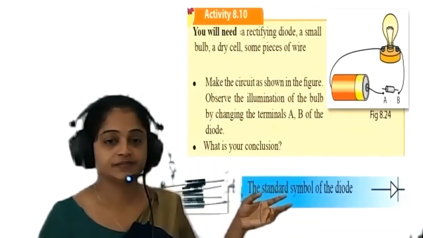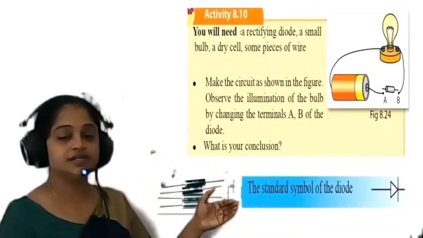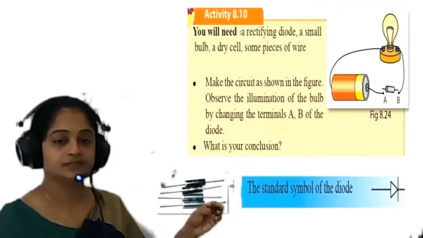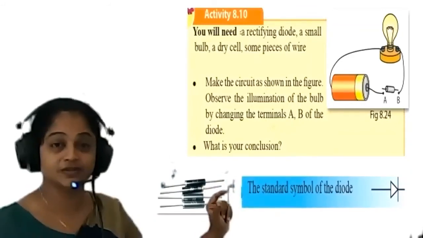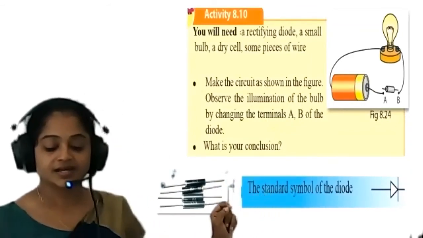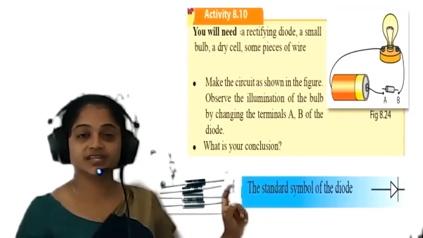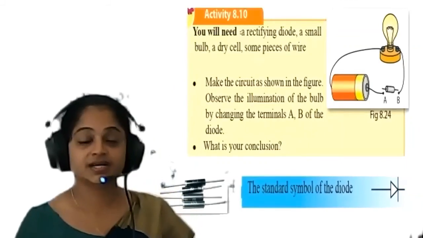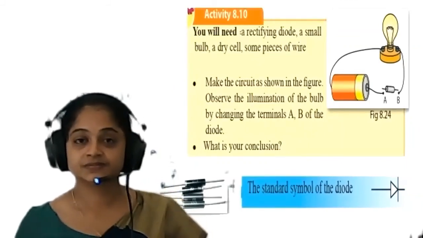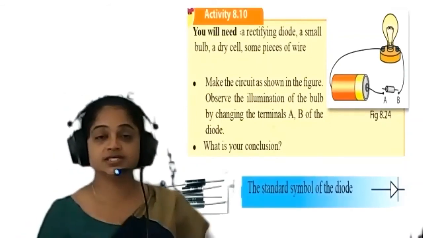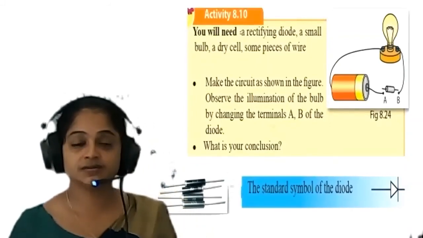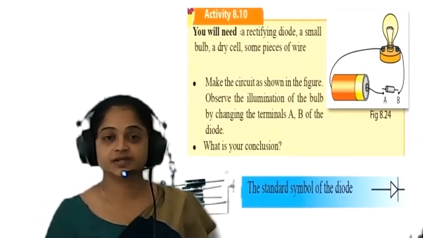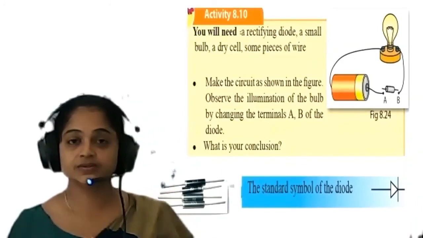Right. Okay, children. Now, write down these questions. Before that, write down this also. In a diode, the current flows from positive terminal to negative terminal. Positive terminal to negative terminal.